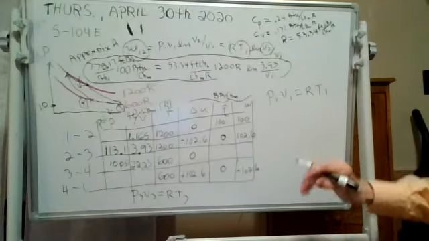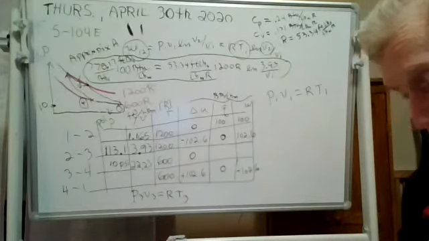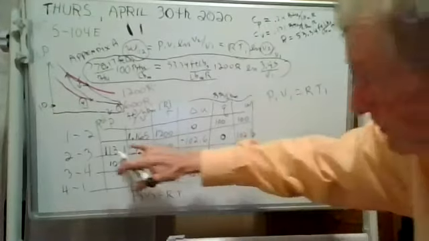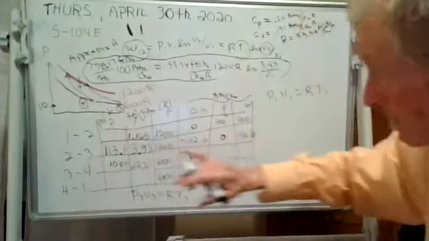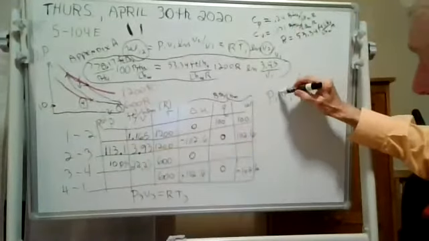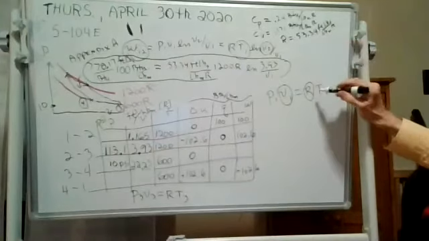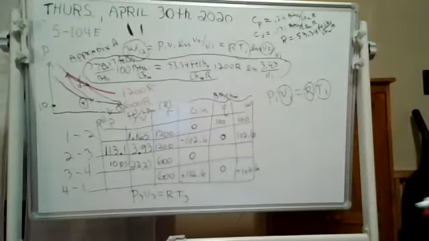All right. I'll give you guys another minute. I want to see if you can get P1. See, we're missing P1. We've got V1. We know R is still sitting right here, and we know T1. All right, go for it. Here goes.